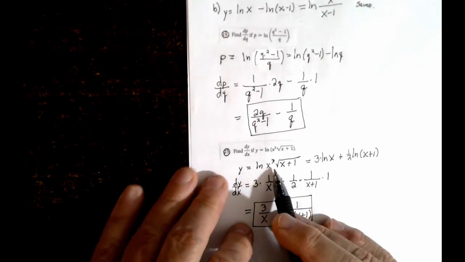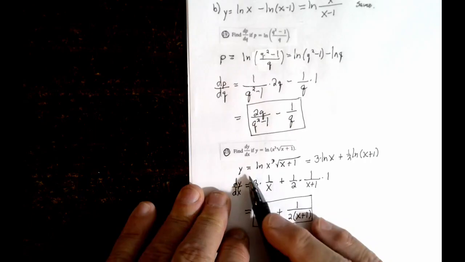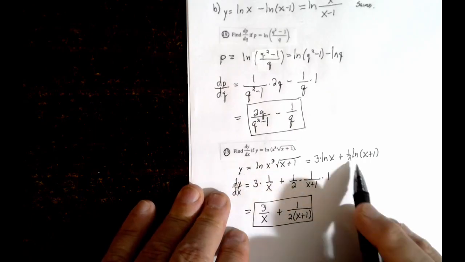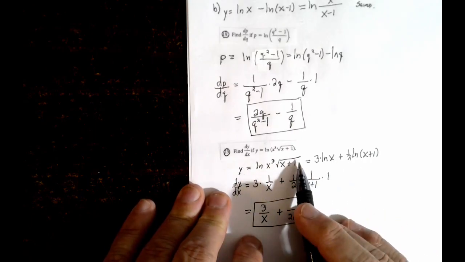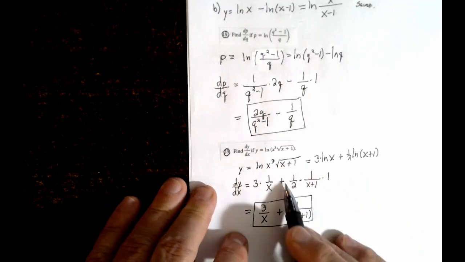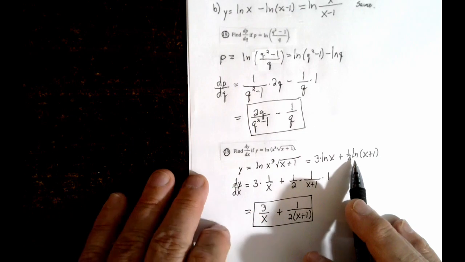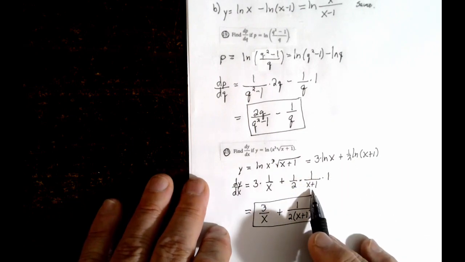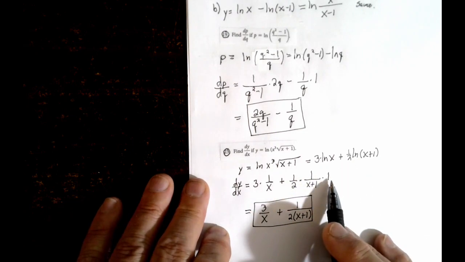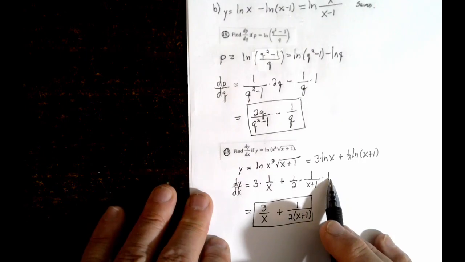Same idea here, do a rewrite. You can bring the 3 out front, and multiplication here becomes addition, and the 1/2 power comes out front. Now when you take the derivative of this, just 3 times 1 over x, plus 1/2, 1 over x plus 1 times the derivative of x plus 1, which is just 1. And there's your answer there.